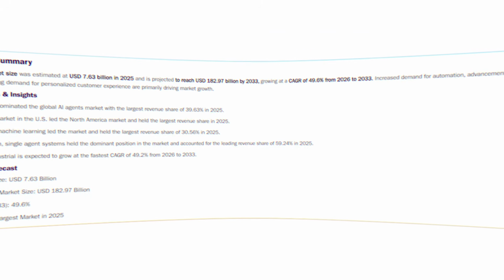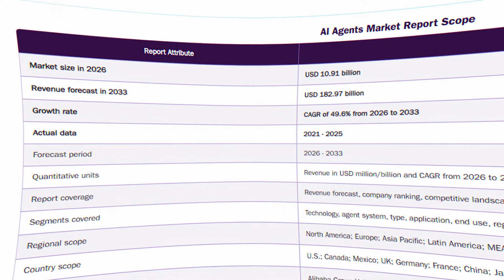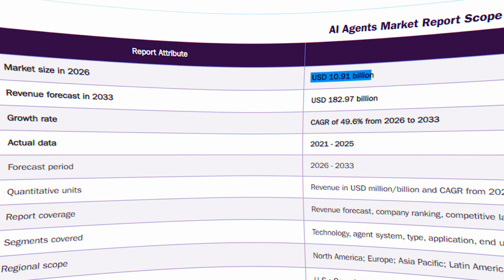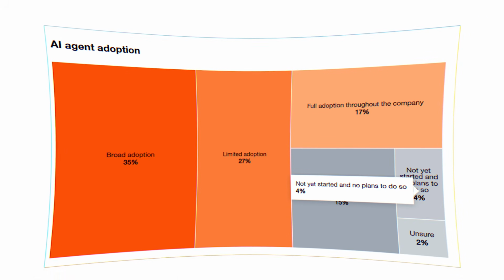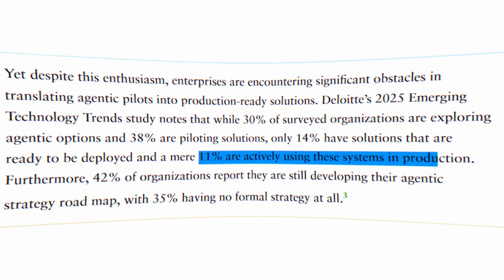The market numbers back all this up. The global AI agents market was valued at about $7.6 billion in 2025 and is projected to exceed $10.9 billion this year. About 79% of enterprises have adopted agents in some form, but only around 11% are running them in full production. That gap between adoption and actual production deployment represents both an engineering problem as well as a career opportunity.